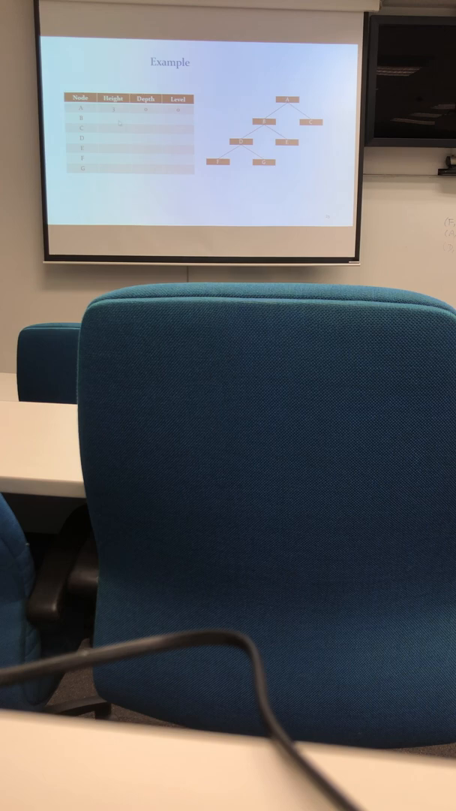Okay, so the height of B is 2. How about the depth of B? The depth is the number of edges in the path from the root, which is A in this case, to B. So what is the number of edges from A to B? 1. So that's why the depth is 1. And the label is equal to the depth. Okay, now we look at one more example.